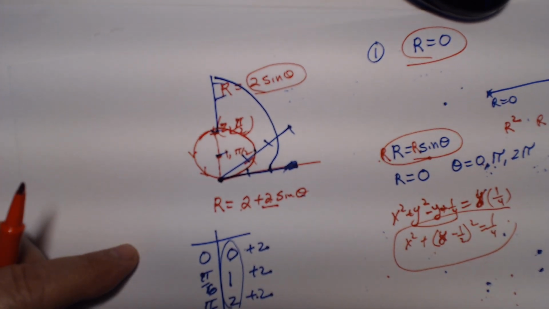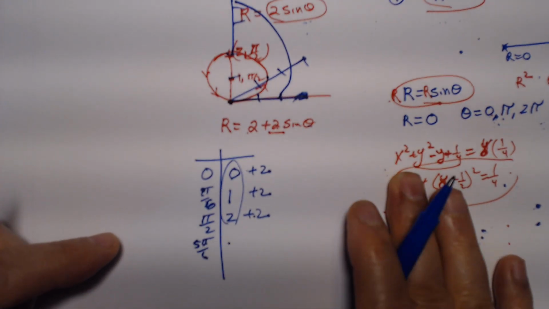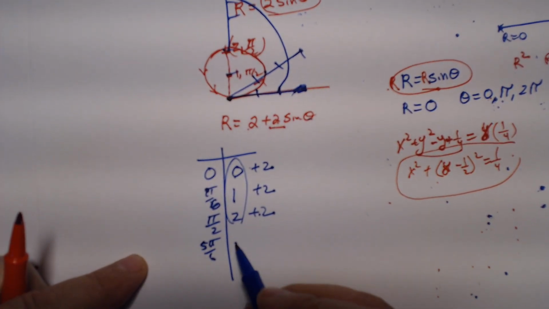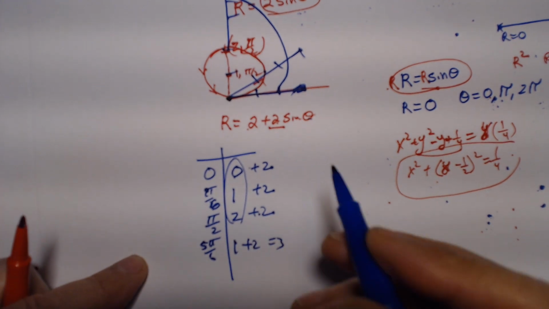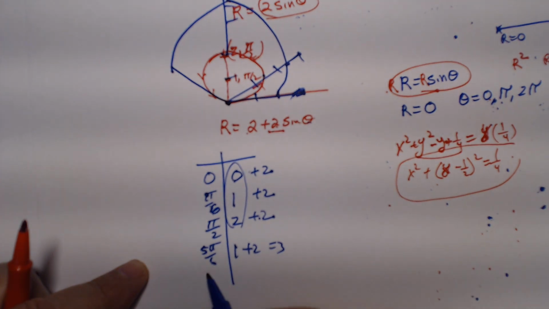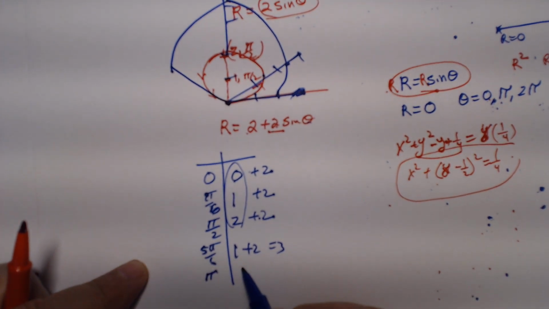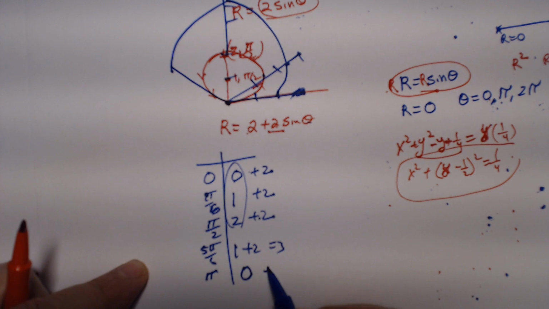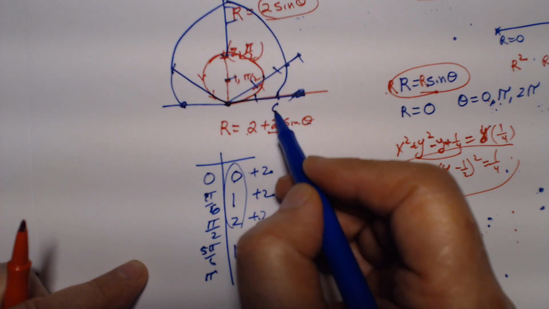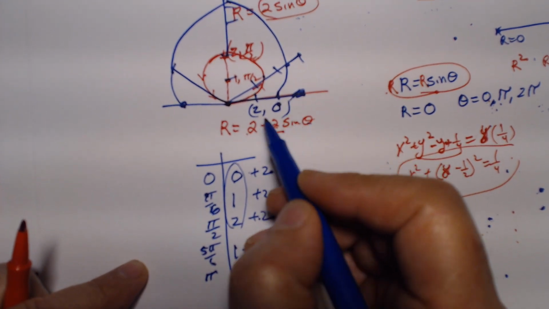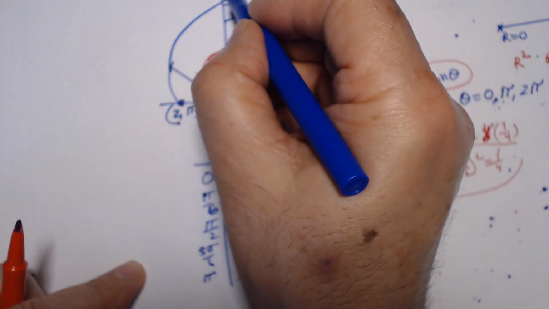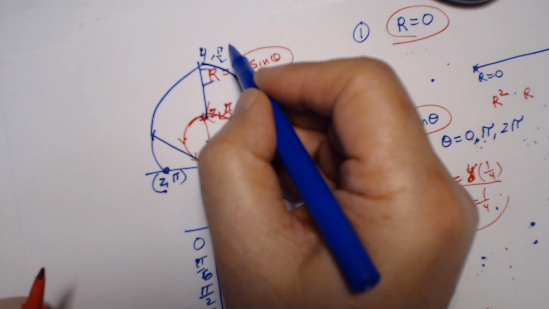But what happens if it's 5 power over 6? At 5 power over 6, you have sin of power 6 is 1/2 times 2 is 1, 1 plus 2 is 3. It reflects exactly that point. But what happens if it's pi? Oh, sin of pi is 0, 0 times 2 is 0 plus 2. That point becomes right there. See, that's the 0 degree, 2 and 0, and this is 2 and a pi. And this one was 4 and a power over 2.